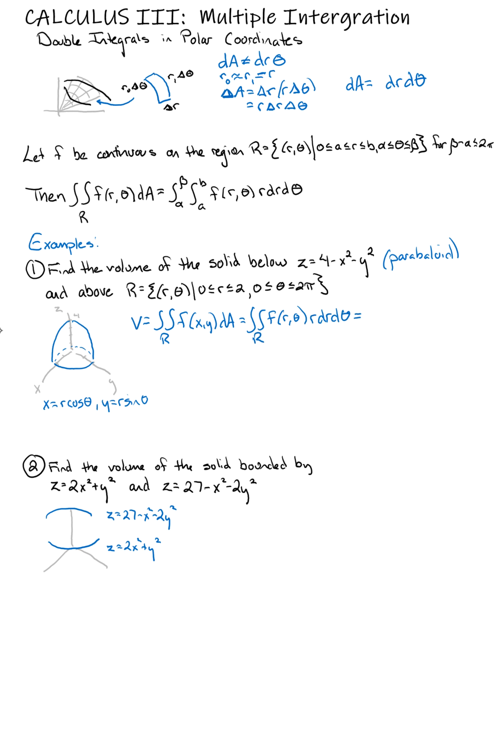So how do we set up this integral? Well, another thing to notice is that my function is the z value. So in this case, f is z, which is 4 minus x squared minus y squared. But we want this in terms of r's and thetas, not x's and y's. So that gives us 4 minus (x squared plus y squared), which is 4 minus r squared.